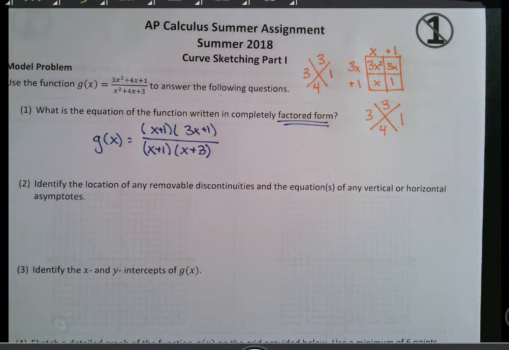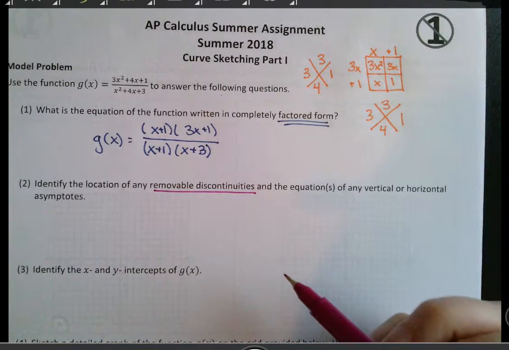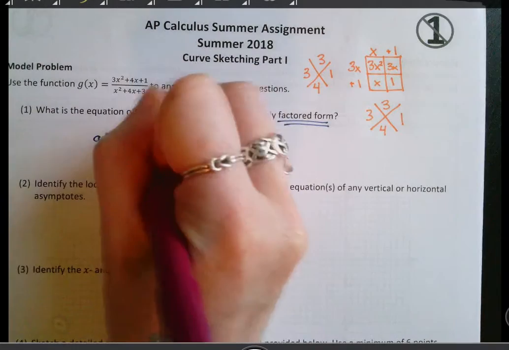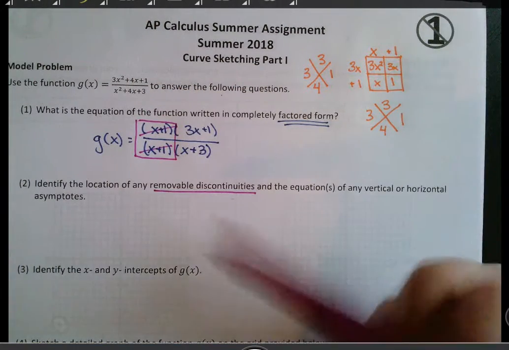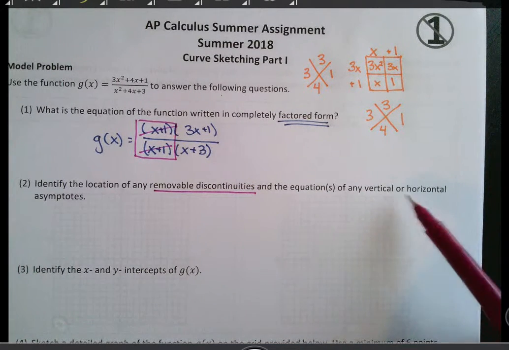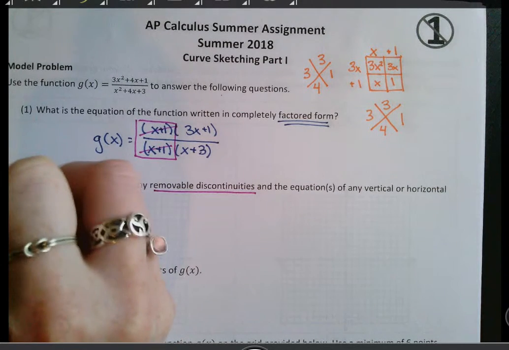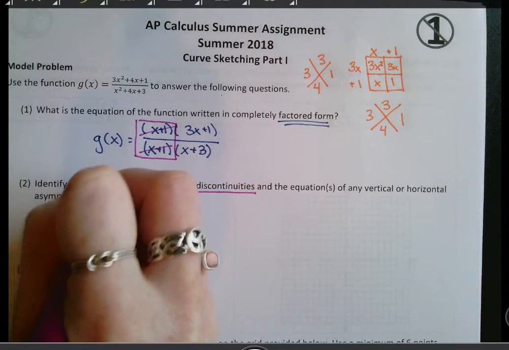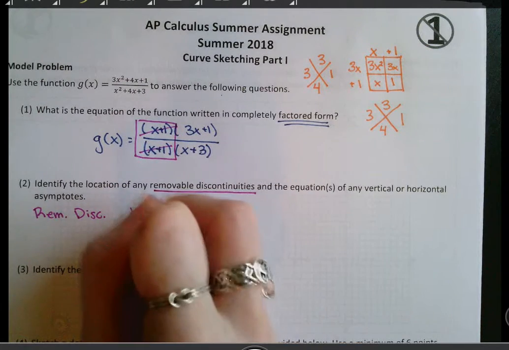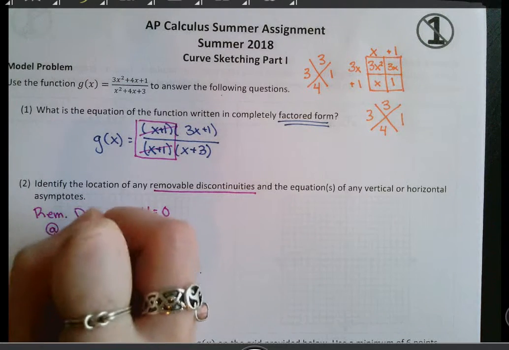So next thing is saying, hey, identify the location of any removable discontinuity. So remember, that's when we have that common factor on the top and the bottom. So I look up here and I say, hey, if there's an x plus 1 and an x plus 1, these each cancel out technically. Reasoning for our removable discontinuities. But then we also need to find if there's any vertical or horizontal asymptotes. So first thing, let's just look at that removable discontinuity. So we're going to say, okay, well, we're taking that x plus 1 equals 0, so that means we have x equals negative 1. So our removable discontinuity is at x equals negative 1.